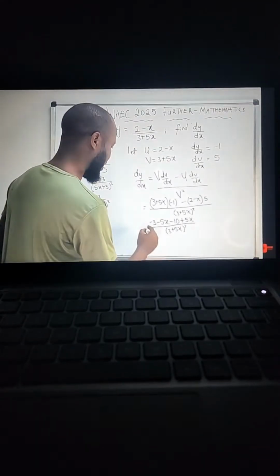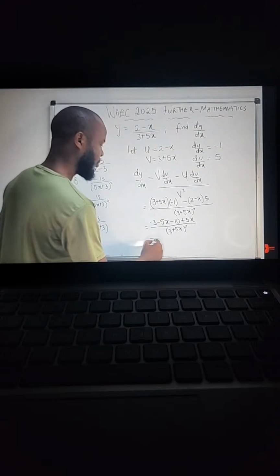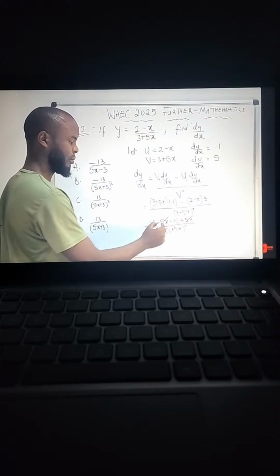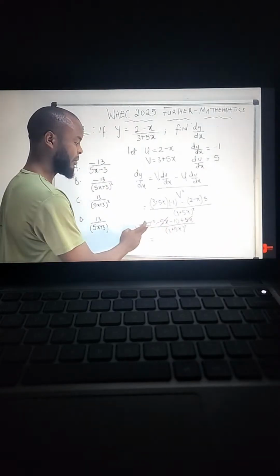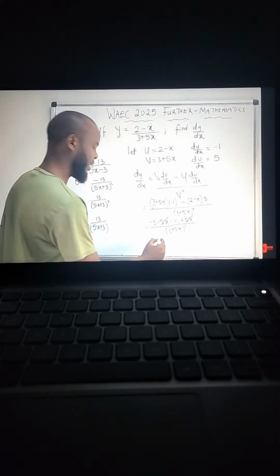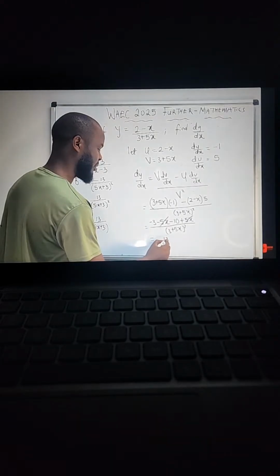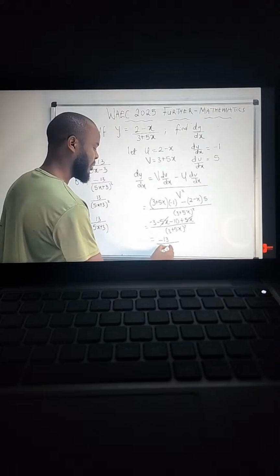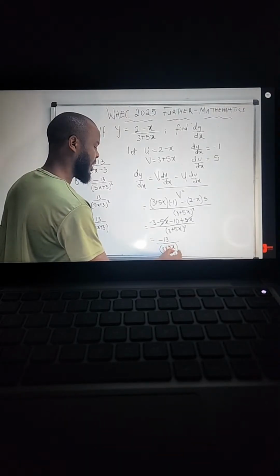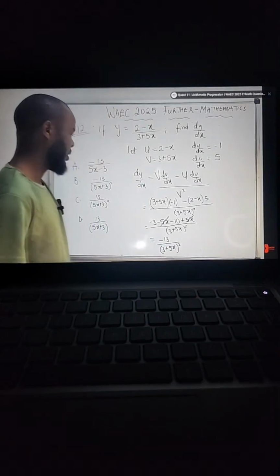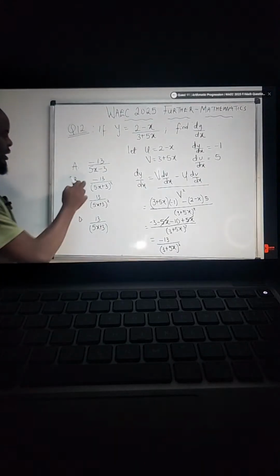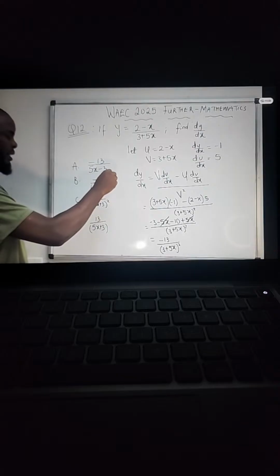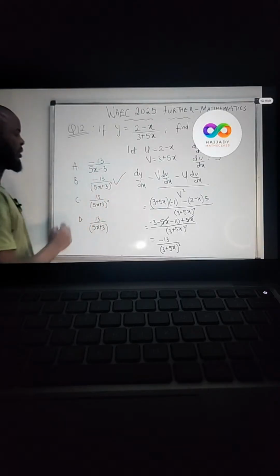Now, from here, -5x plus 5x cancelled out. -3, -10 is going to be -13. And here we have 3 plus 5x squared. Now, if you look at the options, -13 is this. 3 plus 5x is this. So the right answer should be option B.